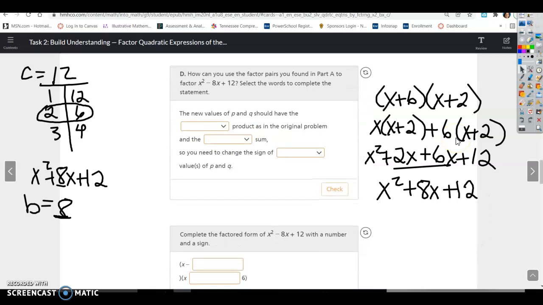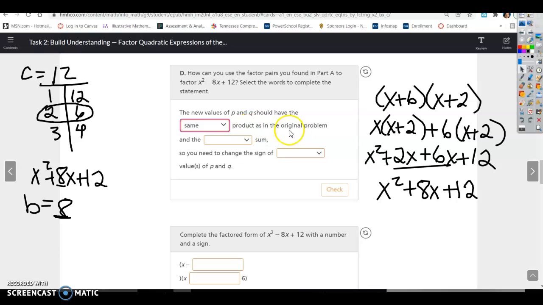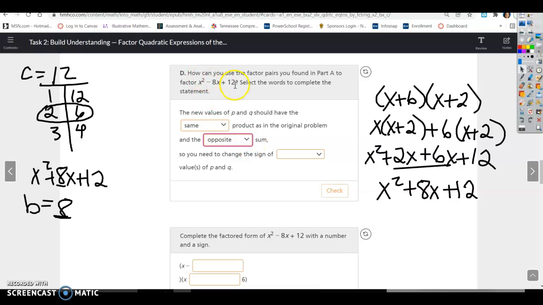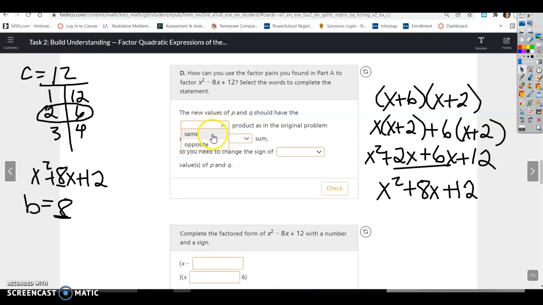How can you use the factor pairs you found in part A to factor this expression? This expression is very similar, it just has a negative sign. So the new values p and q should have the same product, because it's still going to equal 12 as the original problem, and the opposite sum. So the product is still 12, the sum is negative 8 instead of 8. So you need to change the sign of one of your values. Oh, wait a minute. Sorry. You're going to change the sign of both values because two negatives will be a positive when you multiply.